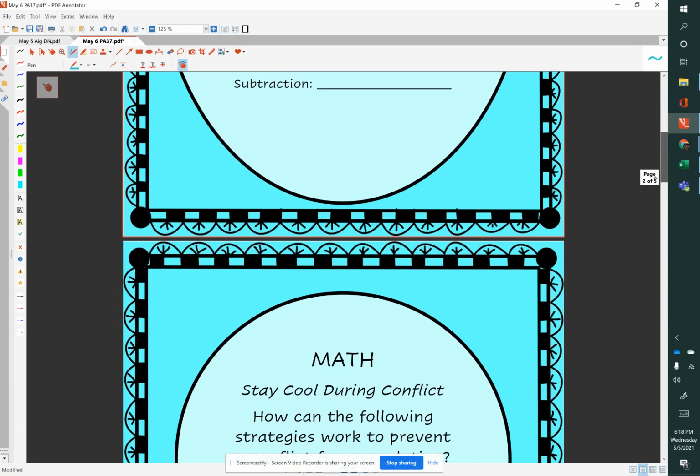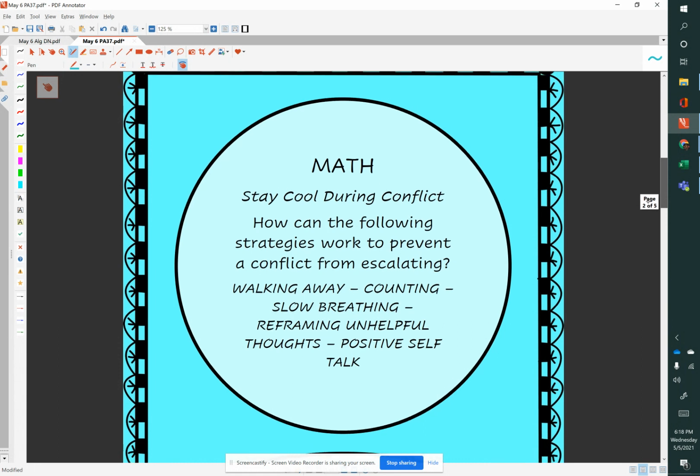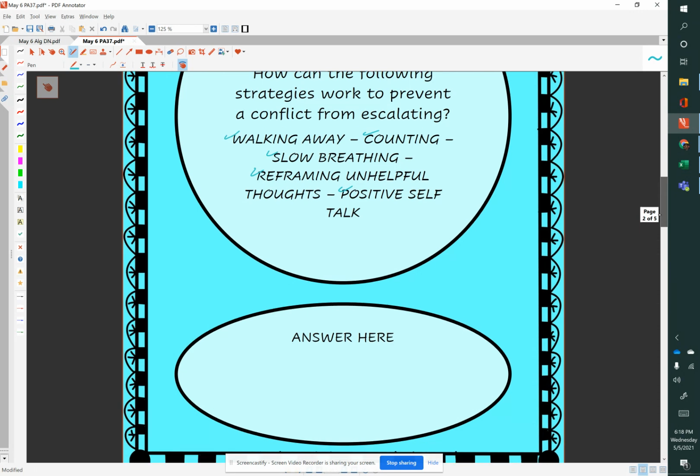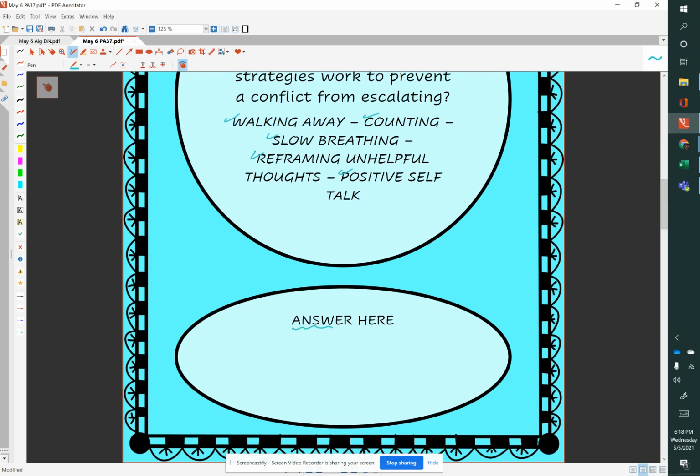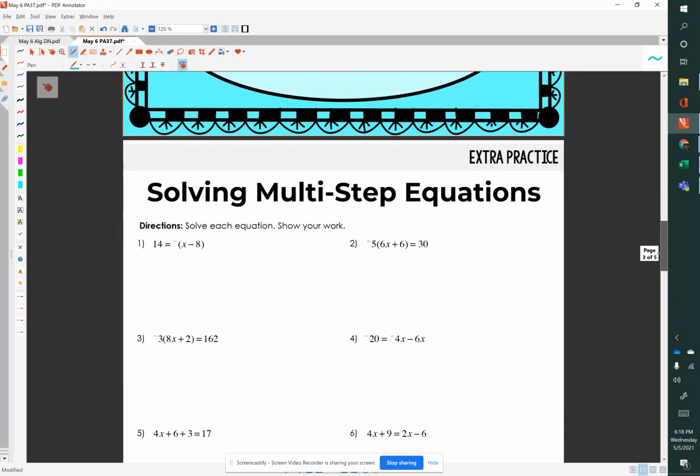So let's get started with our Do Now. The theme today is staying cool during conflict. How can the following strategies work to prevent a conflict from escalating? So we've got walking away, counting, slow breathing, reframing unhelpful thoughts, or positive self-talk. How could each of those keep a conflict from escalating? Put your answer right there. I look forward to seeing what you write.